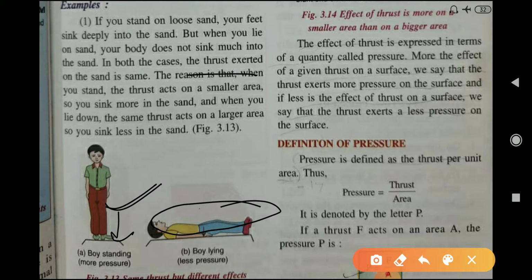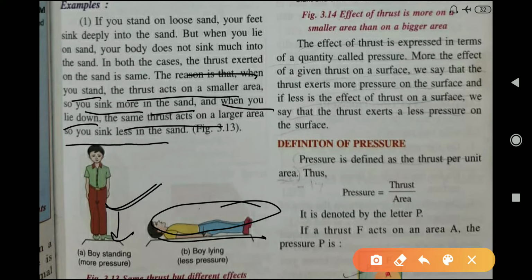The reason is that when you stand, the thrust acts on a smaller area, so you sink more in the sand. And when you lie down, the same thrust acts on a larger area, so you sink less in the sand. Understood all of you?